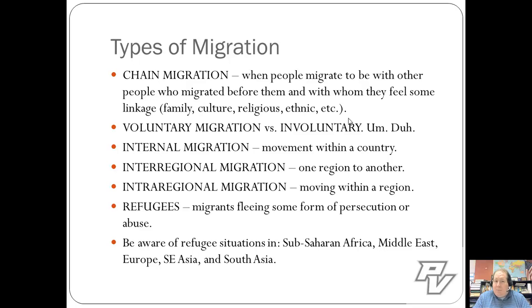It's just as simple as knowing the words. But do remember this. Voluntary migration is almost always a result of people seeking a better economic situation. Involuntary migration almost always has to do with people trying to get away from a bad situation. Don't forget that, especially because involuntary migrants are also known as refugees. We'll get to that in a second.